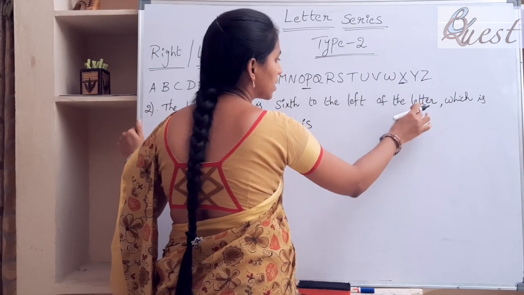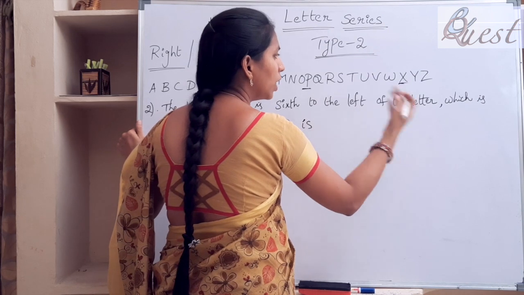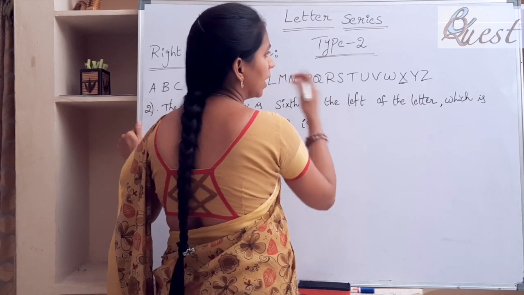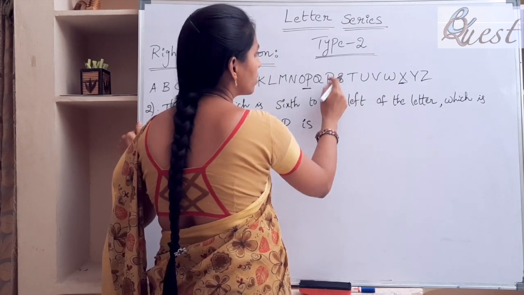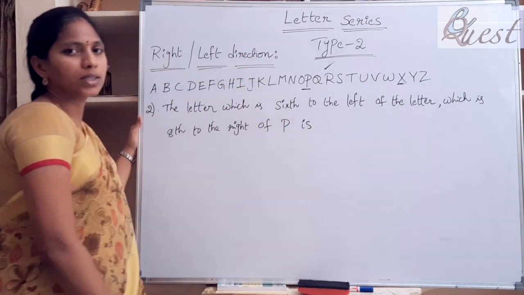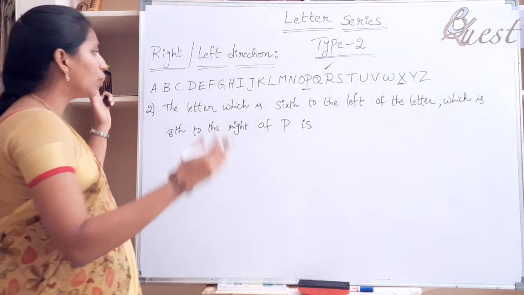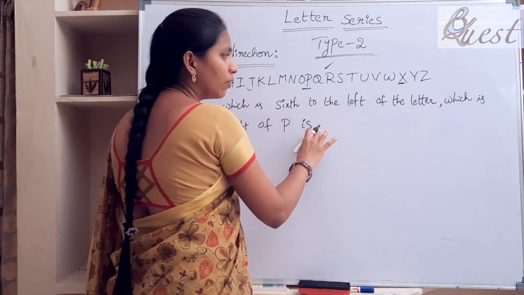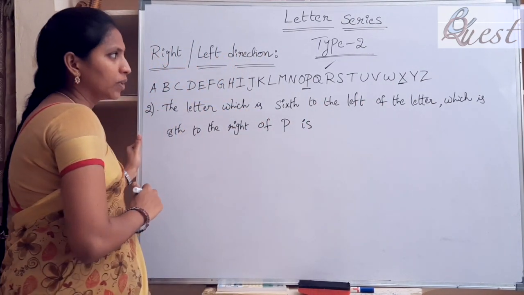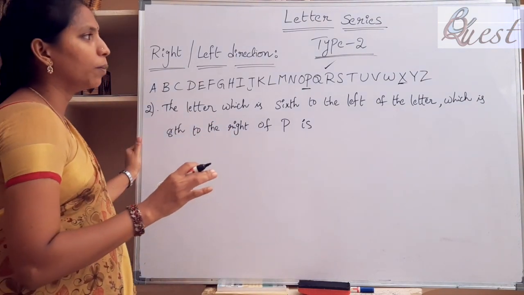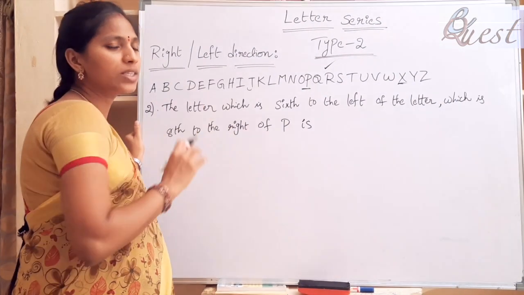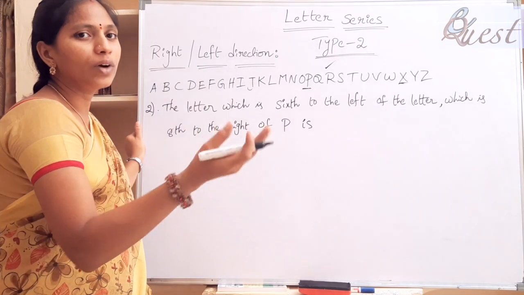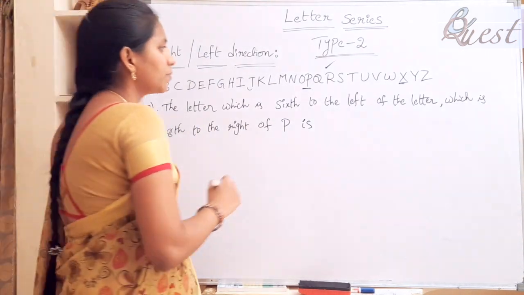And sixth to the left of the letter. This letter is X. Sixth to the left. Left means this side. 1, 2, 3, 4, 5, 6. This is the answer. R is the answer. If you write all alphabets from A to Z anywhere, then you can follow this method, method 1. Without writing any alphabet, if you know the positions of each and every alphabet, then go for the second method.